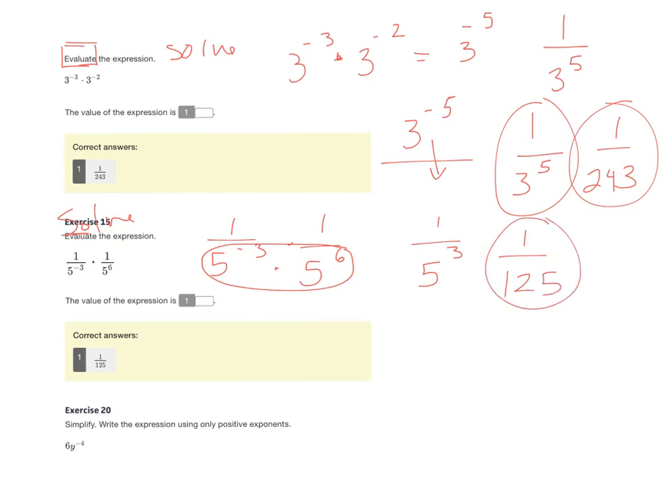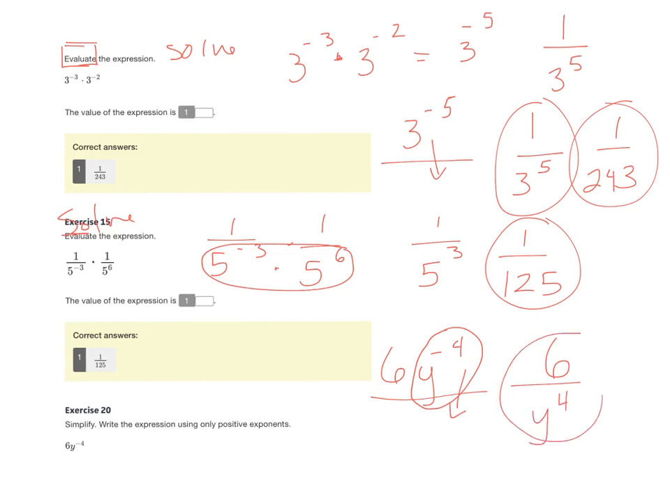Number 20, we have 6y to the negative fourth. The only part that we have to change is that right there. So I'm going to send it down to its room. It's going to become 6 over y to the positive fourth.